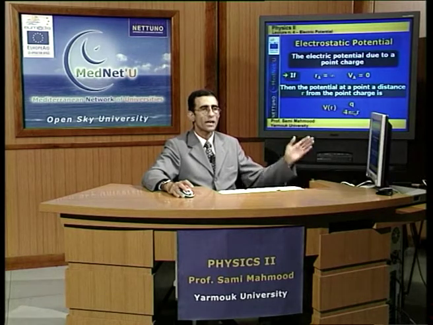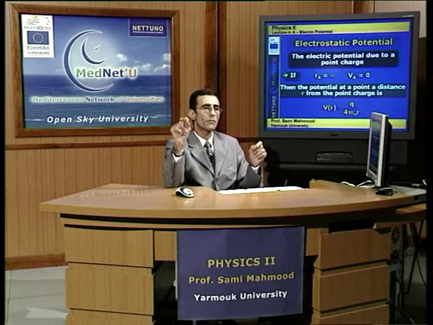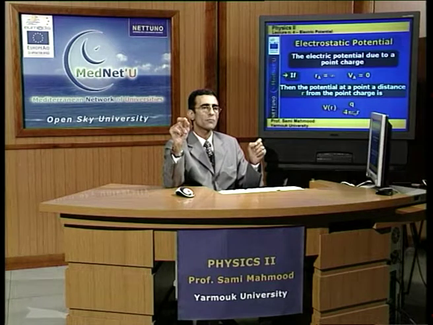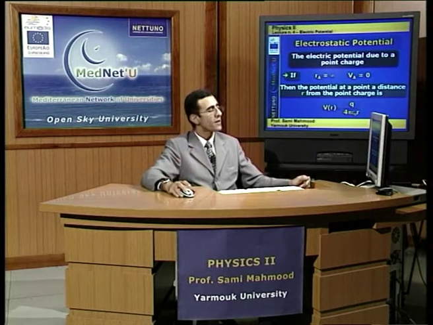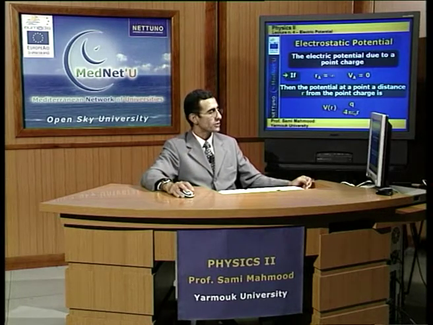So at any point, a distance R from a point charge, the potential is simply Q over 4 pi epsilon naught R. It goes as 1 over R, and it is a scalar quantity. It doesn't have a direction.